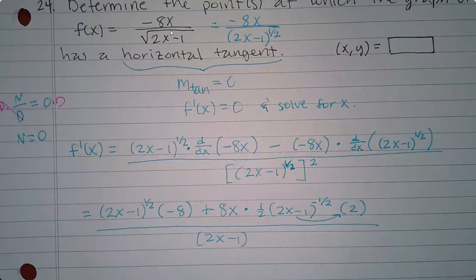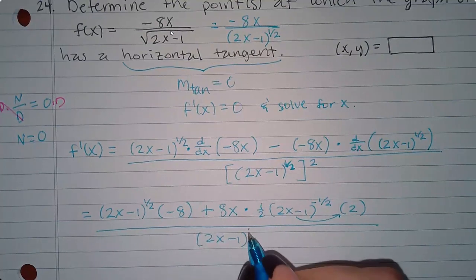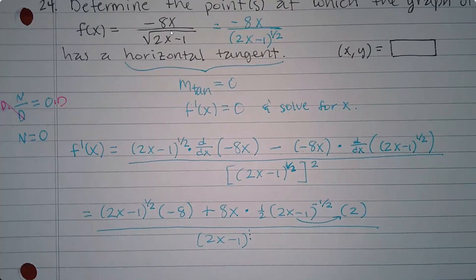Now at the bottom though, what do you get when you multiply these exponents? Just 1. So do I have to write an exponent there? Just 1? You don't have to, right? We can make it invisible for now. But it is there. Because 1/2 times 2 is 1.